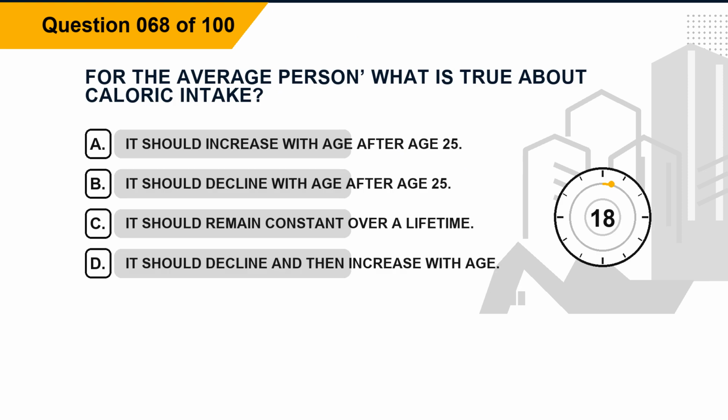Question 68. For the average person, what is true about caloric intake? Option A, it should increase with age after age 25. Option B, it should decline with age after age 25. Option C, it should remain constant over a lifetime. Option D, it should decline and then increase with age.